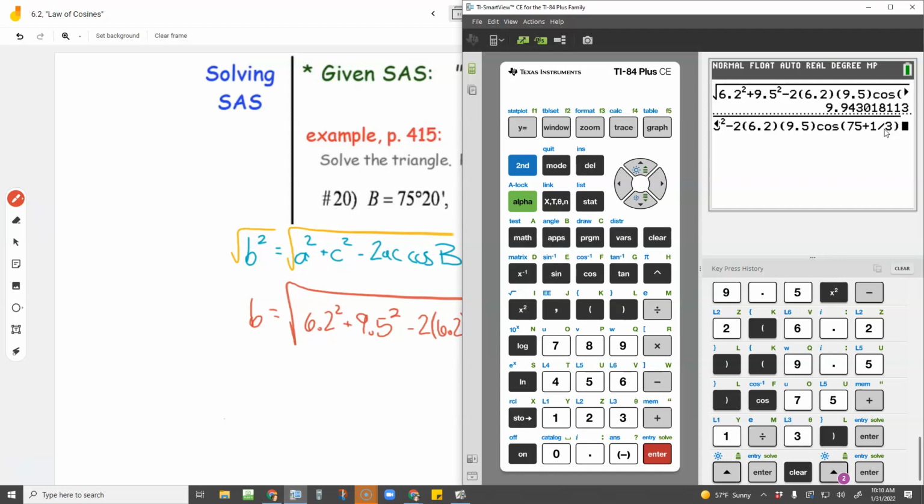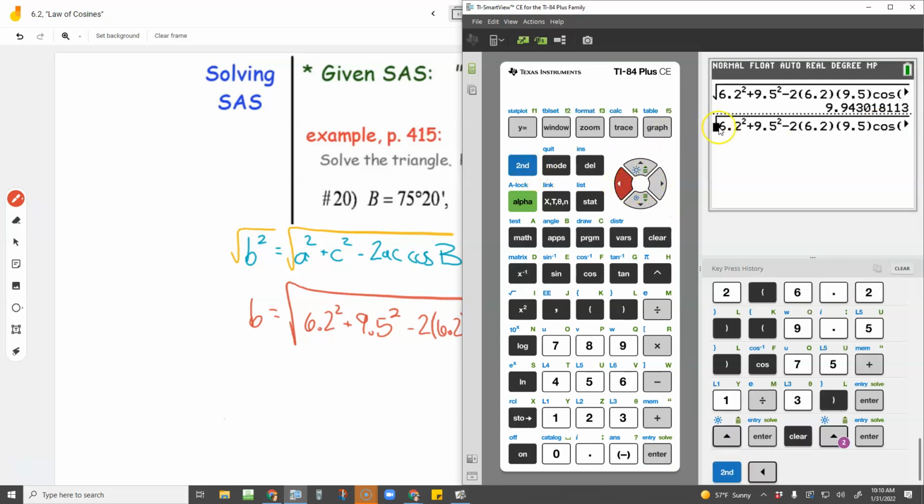How'd you get that? Are you in degree mode? You are, right? And it's all under a square root. What'd you get? I got 10.1. Probably added something. Double check you didn't put the wrong decimal somewhere. It's so easy to mess something up. 6.2 squared plus 9.5 squared minus 2 times 6.2 times 9.5.